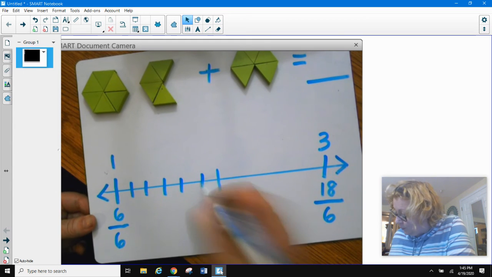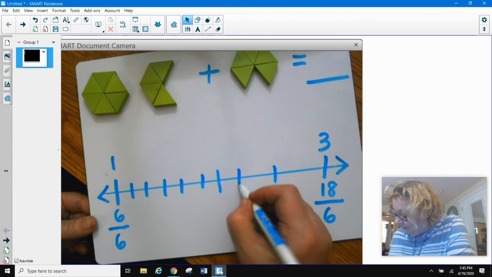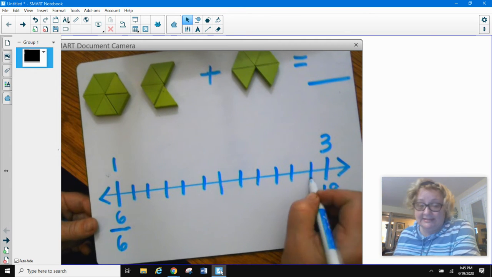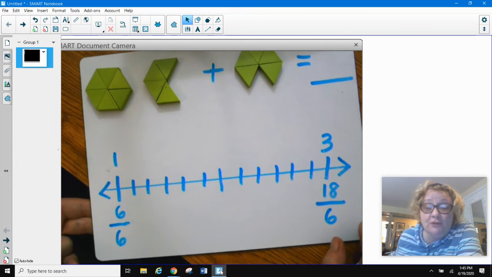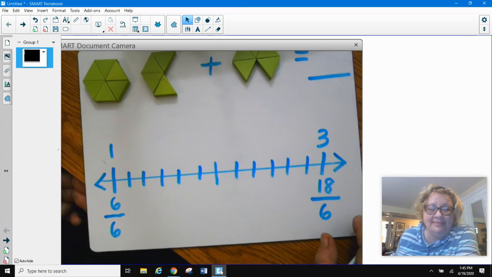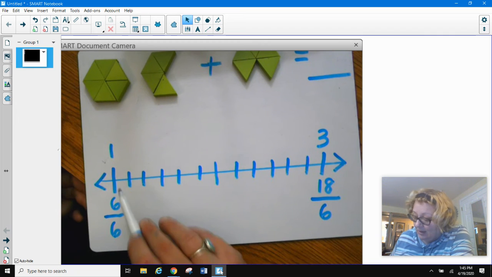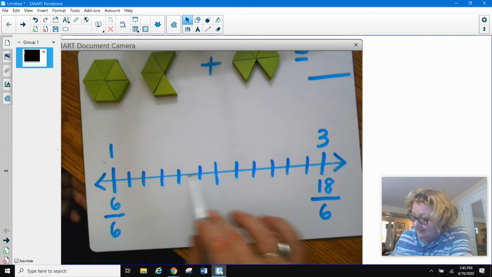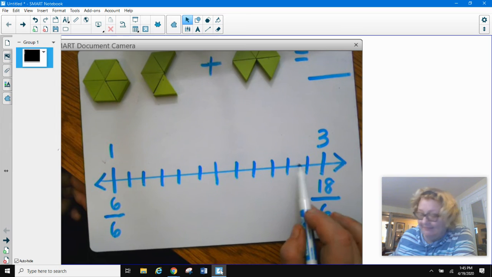So again, whenever you're creating number lines or doing visual representations, you want to make sure that you are precise and neat. I'm pretty happy with that. I think that I should have 12 sections. 1, 2, 3, 4, 5, 6, 7, 8, 9, 10, 11, 12.